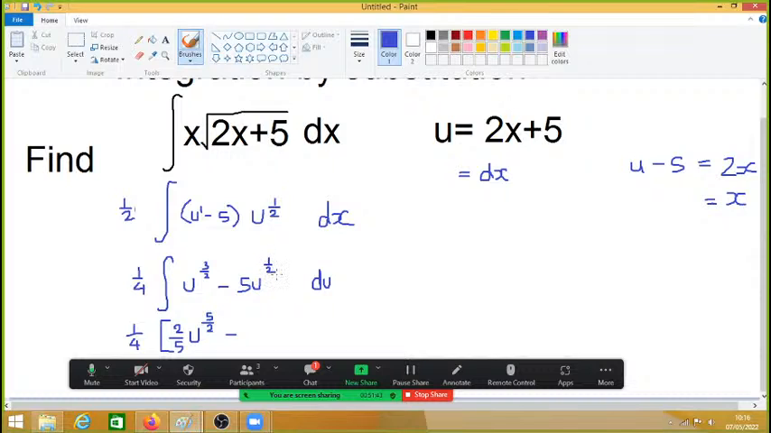And then hopefully the next one's easier. Start with the power. If that goes up by 1, then I'll have u to the power 3 over 2. I've already got 5, so I just need to divide that by the new power. So you can do this on your calculator, 5 divided by 3 over 2, and you should get 10 over 3.